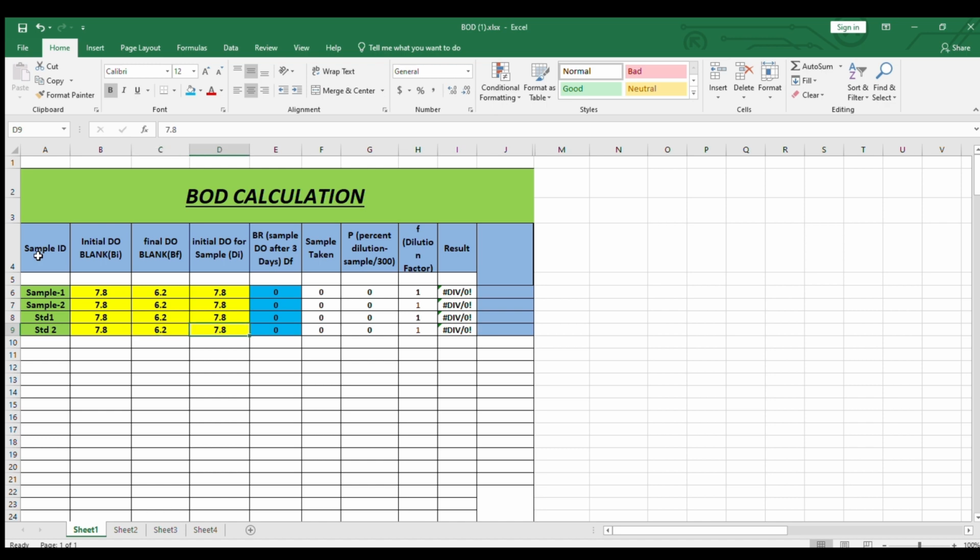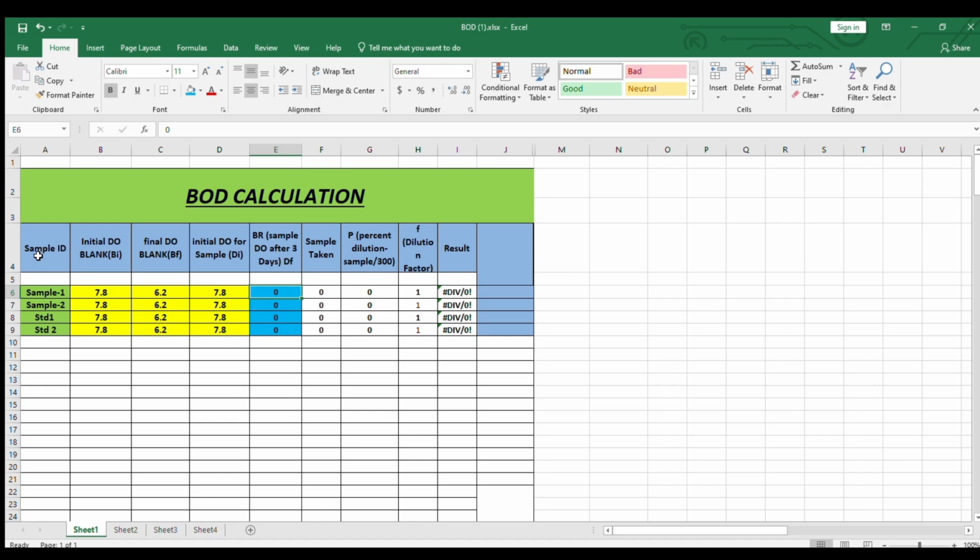Initial DO of sample. I want to make a point here. Whatever dissolved oxygen we initially provide to the blank, the sample, and the standard will be the same. So we will put these values here, 7.8 ml in all columns, and only the final readings change.